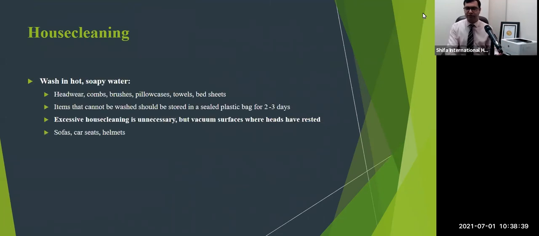House cleaning, we have already talked about. You can vacuum the surfaces which are not washable. Otherwise, you can wash things you have access to. And the third option is sealed plastic bags for 2 to 3 days. Here, remember, for scabies, it's 7 days. Head lice, it's 2 to 3 days.